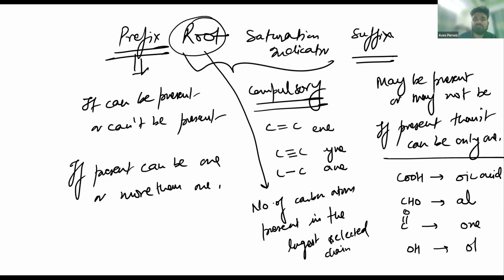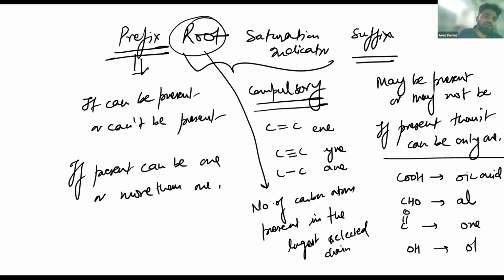Sir, do ene and yne come under root or suffix? We can say it is a pre-suffix, but we call it the saturation indicator, indicating whether it is saturated or unsaturated, with a double bond or triple bond. But the suffix is actually the last part: ol, one. Noted.